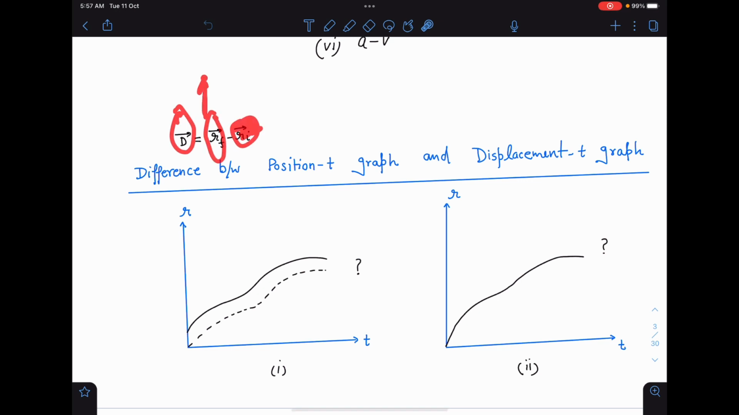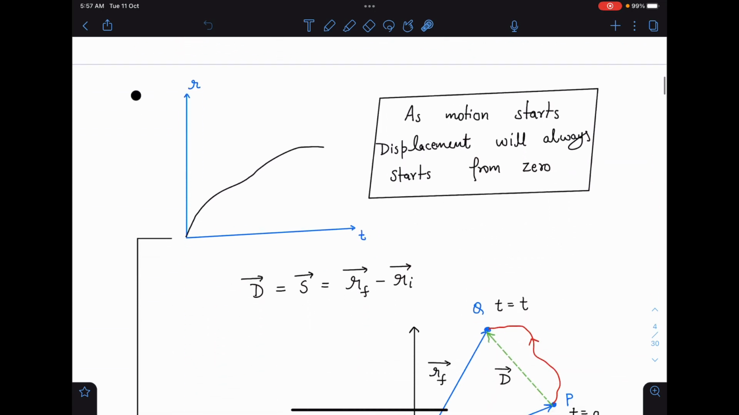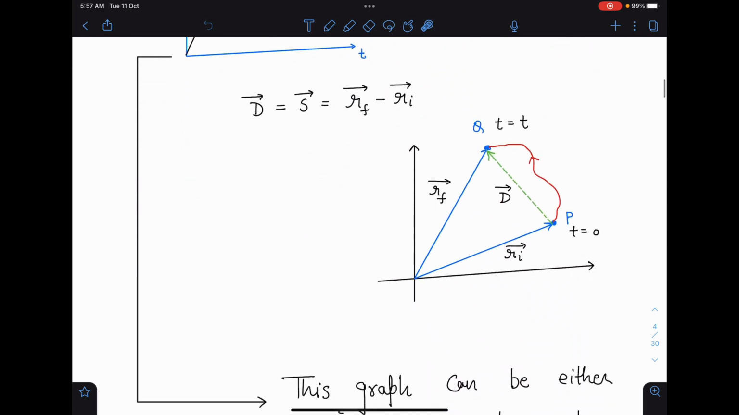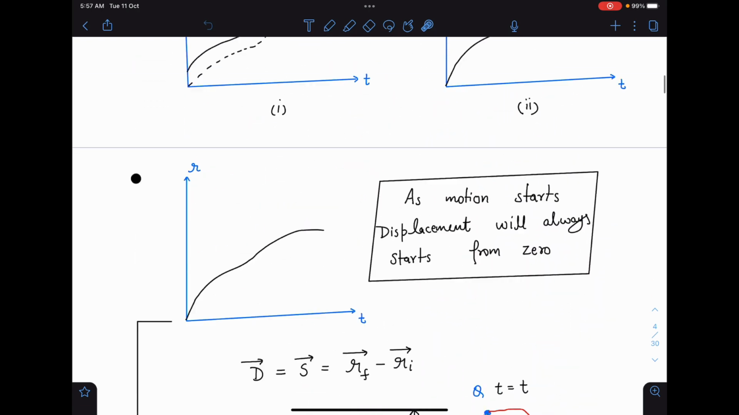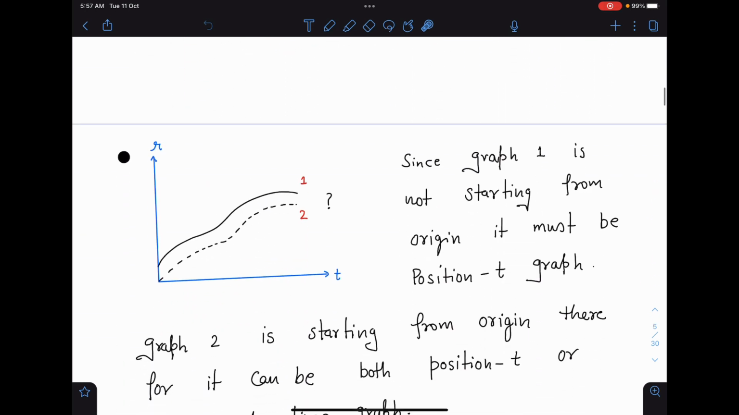This is changing with time, and this is changing with time. So these two vectors will differ by a constant vector. So that's the reason they are going to be parallel. As motion starts, displacement will always start from 0. This point only we have discussed here. And here I have mentioned, if it is starting from 0, it is possible that it may be displacement and it may be position also.